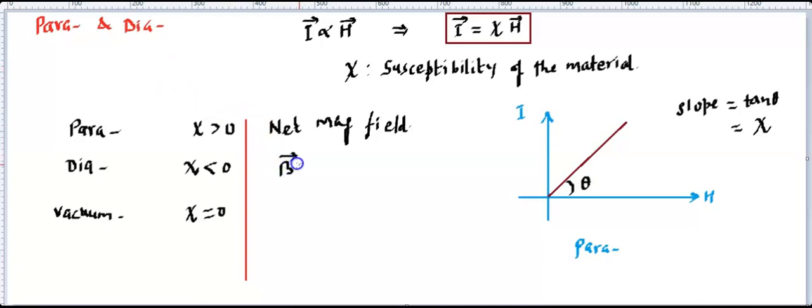B is equal to mu naught H vector plus I vector. So that's true for all types of materials. Now here we are able to find this H vector, this I vector.